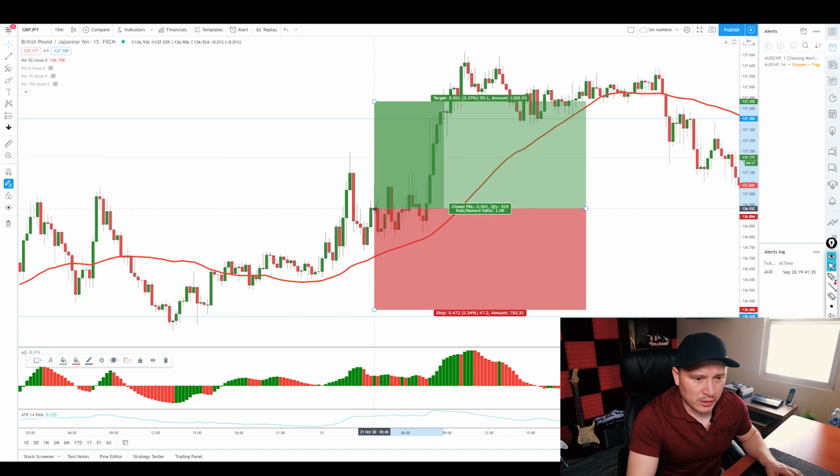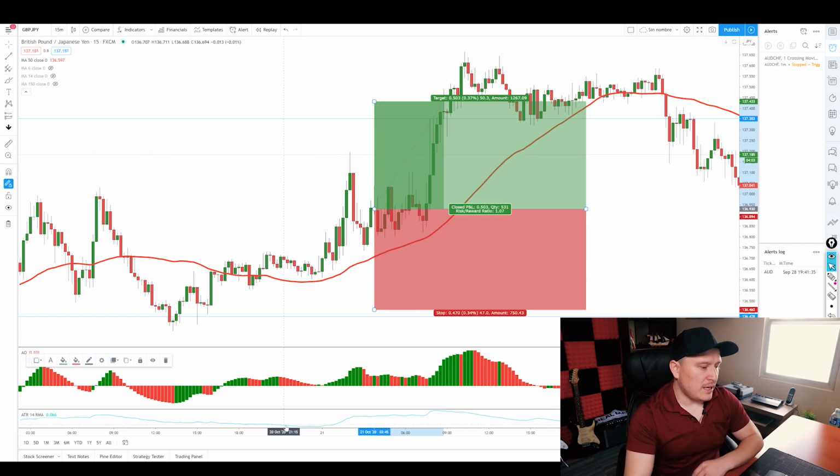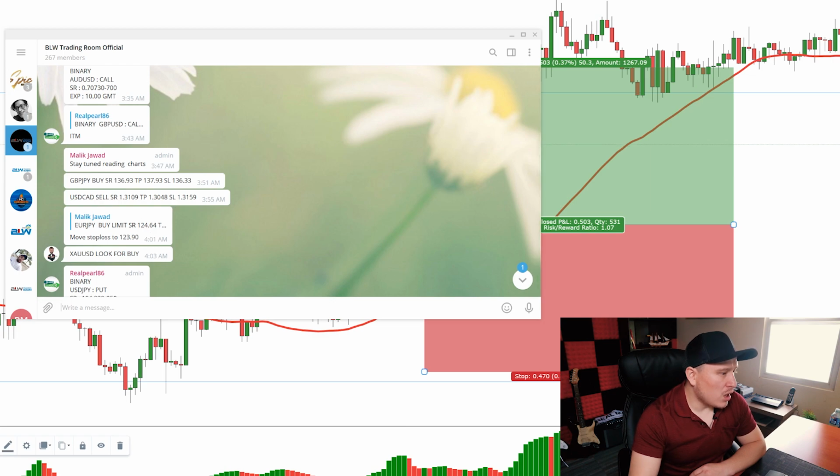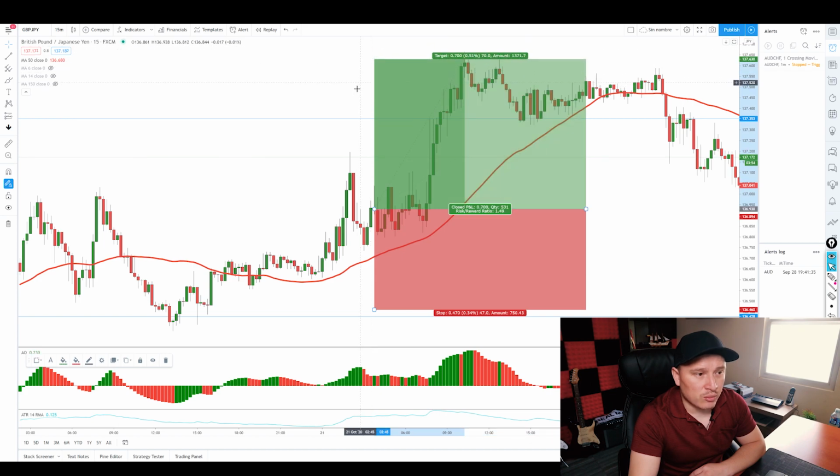930 would be the one. There you go. As you can see, the entry point is this one right here, the one in gray, 136.930. This was the entry point that the signal provided. Then he mentioned that the take profit was 137.93, which would be above this.